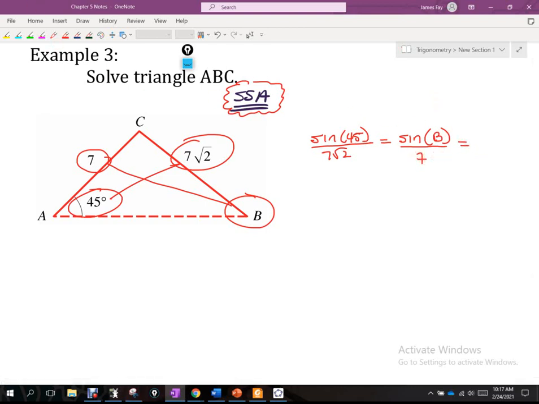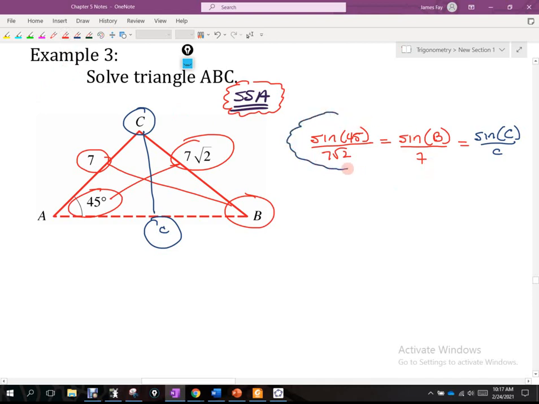If I wanted to go further with my relationships, we would say sine of angle C over side C. But my hope is that you recognize that in order to solve for something, I have to use those two. So we're going to go about solving this just like any other trigonometric equation so far. We've dealt with cross proportion, so we're going to cross multiply.